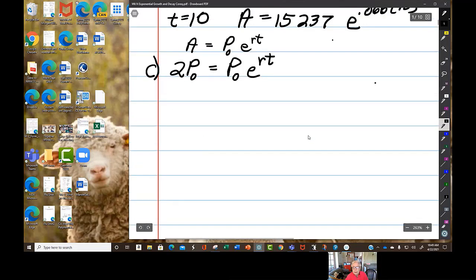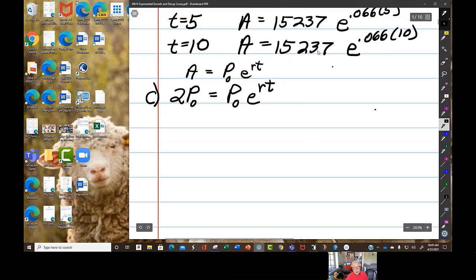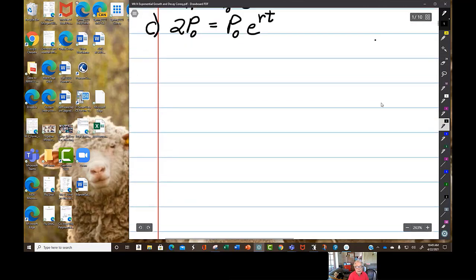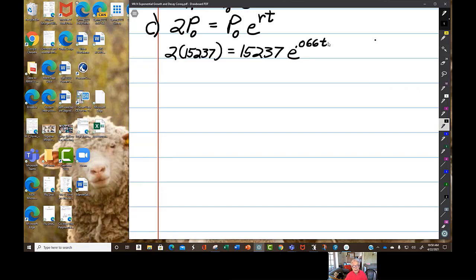Okay, so since our original amount was 15,237, I'll have 2 times 15,237 equals 15,237 times e to the 0.066t. And we're going to be solving for t. How many years will it take to get this much money? Notice I didn't multiply them together. That's because of what I'm going to do next.